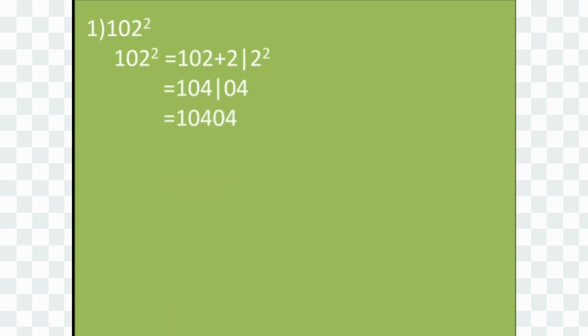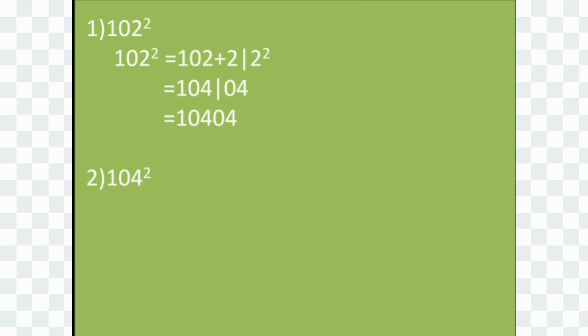So let's see 102 square. 102 is 2 more than 100. So add 2 to 102 and write 2 square aside. 102 plus 2 is 104. 2 square is 4. We have to write it in 2-digit form. So we are writing as 04 here. So combine all the numbers and write 10404. So the answer for 102 square is 10,404.